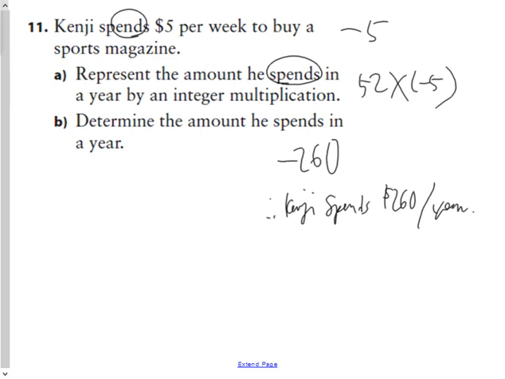Now, an interesting point here. You can't have this. It's not negative 5 groups of 52. It's 52 groups of negative 5, right? So you have to make sure you put your integers in the correct order when you do that question.